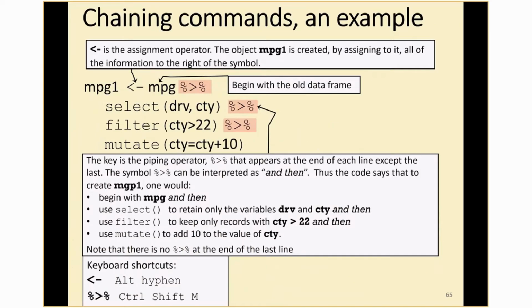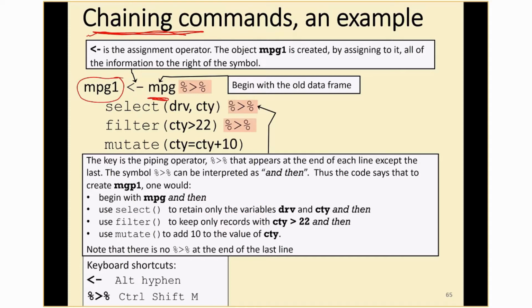This slide shows what we're going to do, and it involves this process of chaining. My goal is to produce MPG1. Here you see the assignment operator. What that means is, what's MPG1 going to consist of? It's going to be assigned everything that's to the right of this assignment operator. An alternative way to think about this is that in order to create MPG1, I'm going to start with MPG, and then I'm going to do a bunch of stuff.